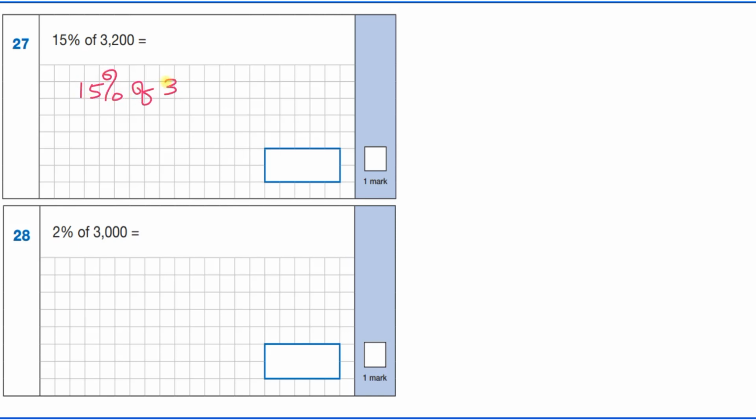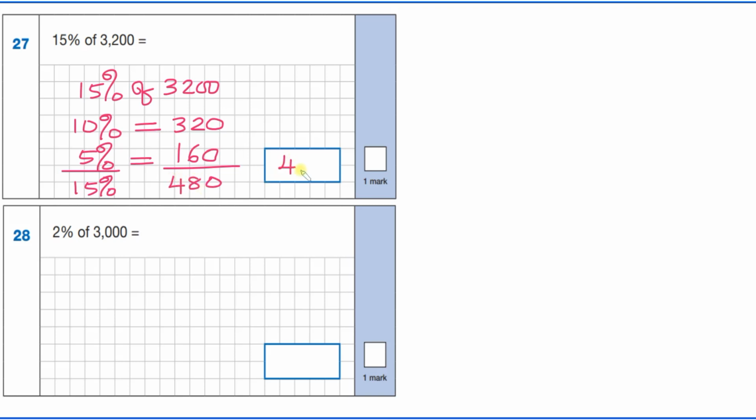Question number 27. 15% of 3,200. When you're doing percentage, the best method is to find the 10% first. 10% of 3,200 is 320. Now find out the 5%. 5%, half of the 320 is 160. Add them up. So 15%, you can find out 0, 8, and 4. 480 is the correct answer.